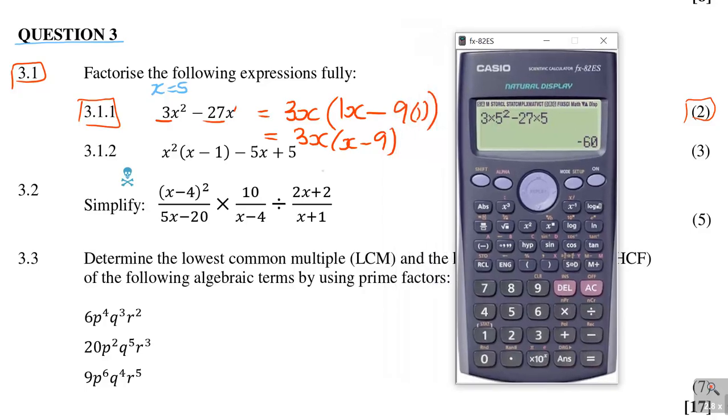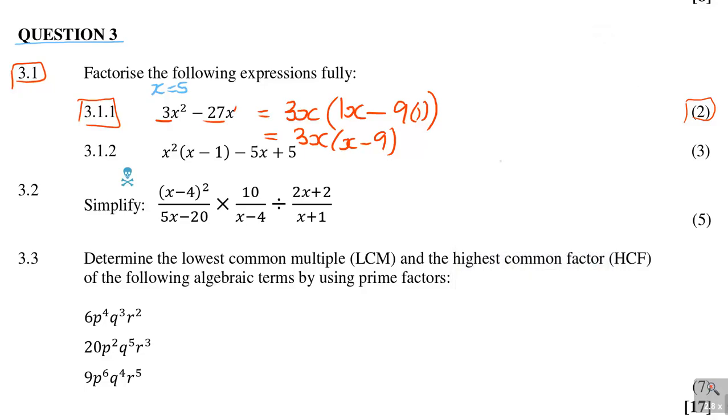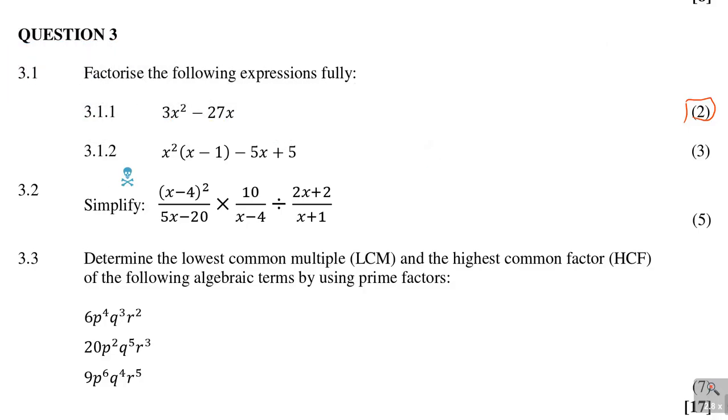I do the same thing here. 3 times 5 bracket 5 minus 9 close. Is it minus 60? Yes, I'm getting minus 60. So it means it is correct. So that is the part on factorization there. I hope you guys are benefiting. And let's look at 3.1.2.